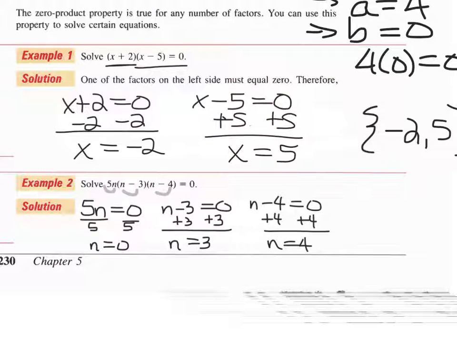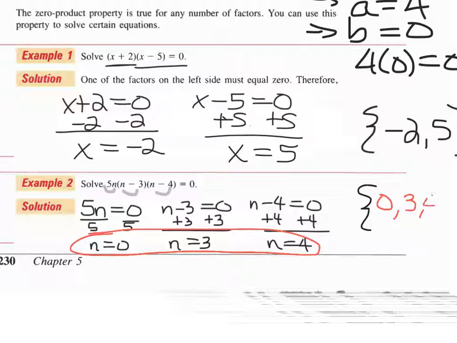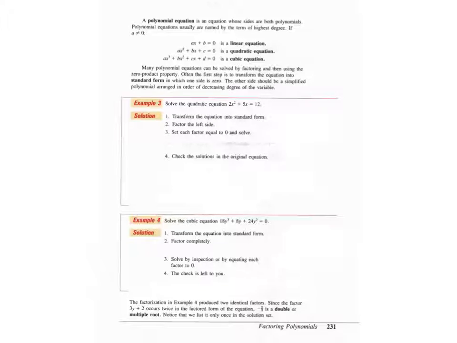So for here, my solution, you can either leave them like that, or you can put them in the set brackets. Either way of writing it is fine. Any questions? Okay, let's try another one. Everybody good so far? So when it's already factored for you, it's easy. You just set it equal to 0 and you're going to solve. Try the next example here.